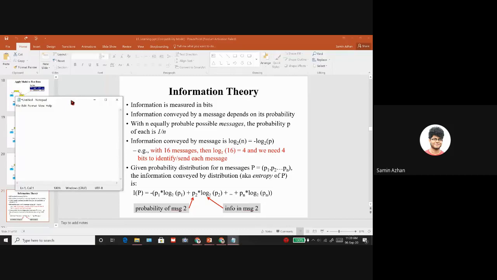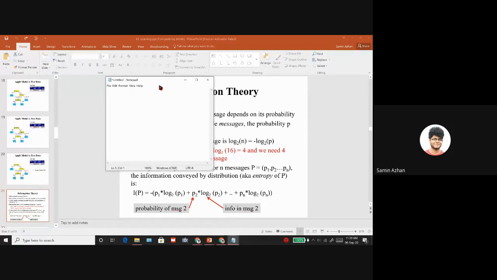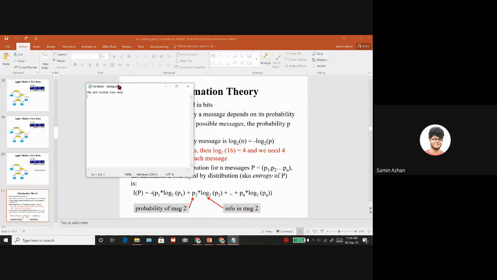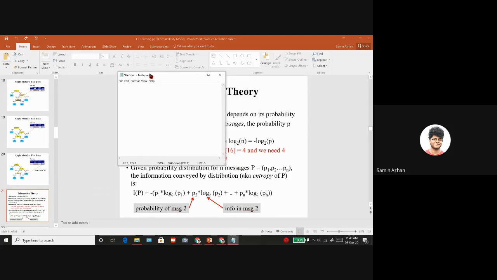Let's start with a smaller example, how this calculation actually works. We are all familiar with binary, right? Bits, zeros and ones. So if we're trying to represent, let's say, 3 messages instead of 4, how many bits would we require?